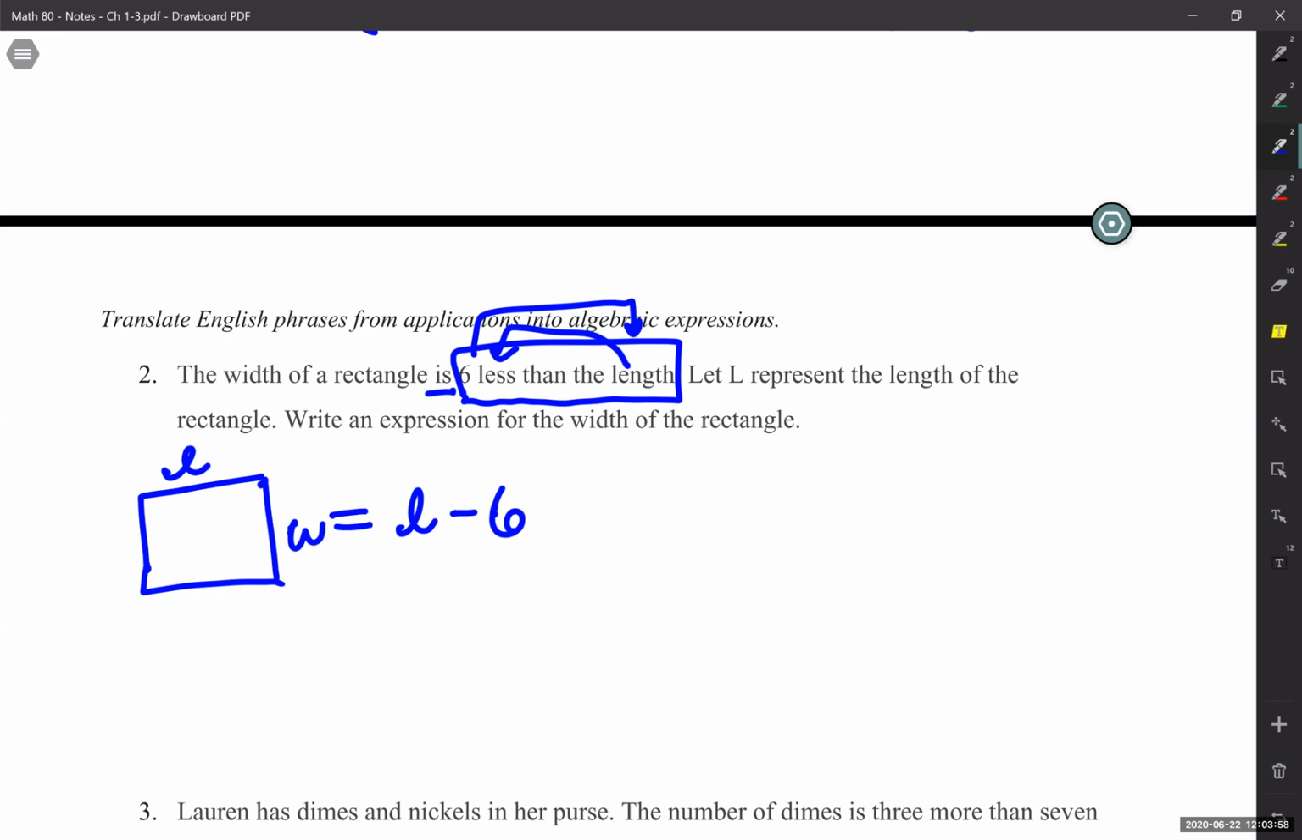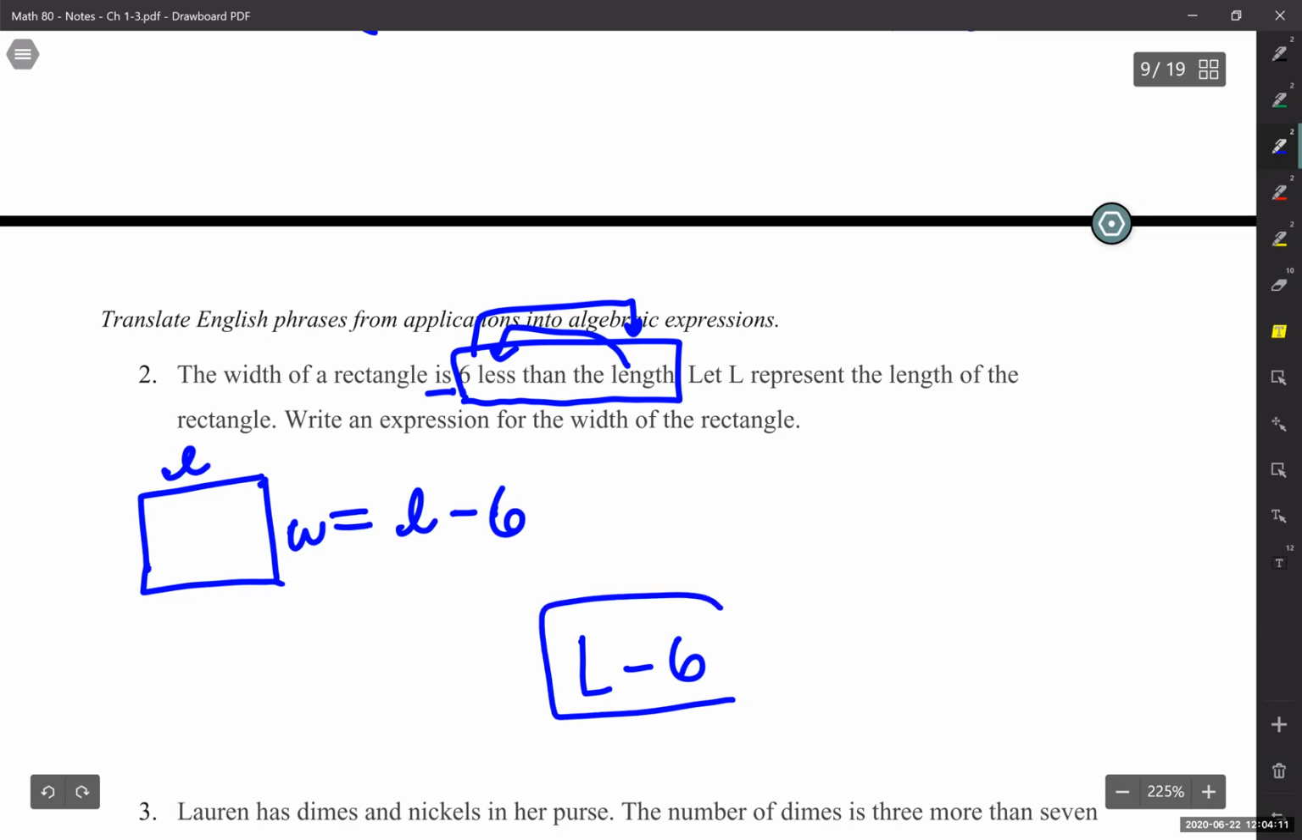Finally, it says let capital L represent the length of the rectangle. So the actual thing you would type into the computer, if this was a problem on the computer, you would type in capital L minus 6. I am not particular, like in terms of your handwriting.